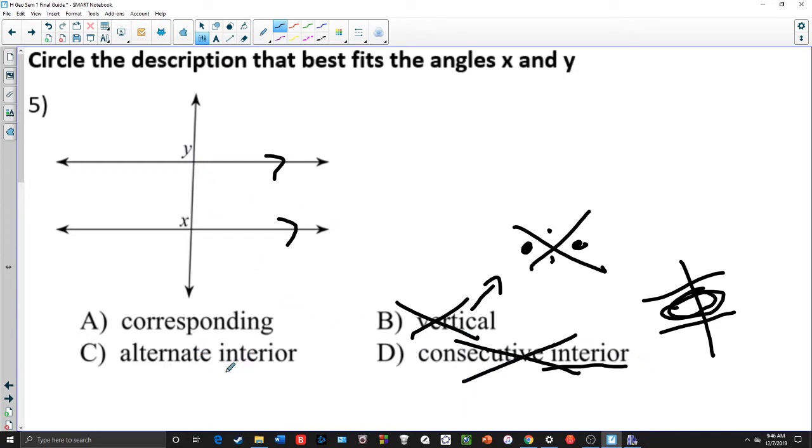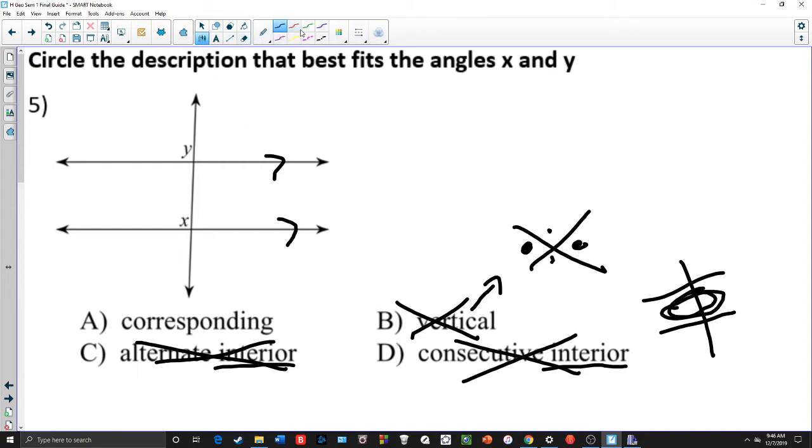Alternate interior, again, same reason, interior. Well, Y is not interior, so therefore it can't be alternate interior, which means it has to be corresponding. The way you can check corresponding, remember, is corresponding angles are in the same position. So if I have this picture here, actually, let me just use the picture they give me. That might be easier to show.